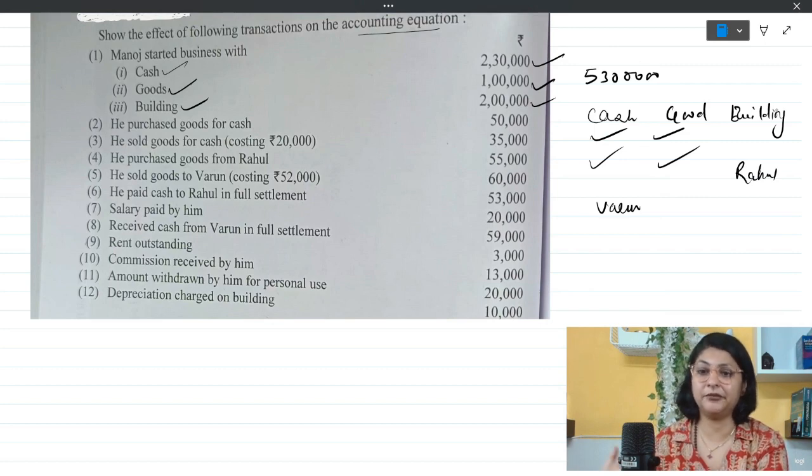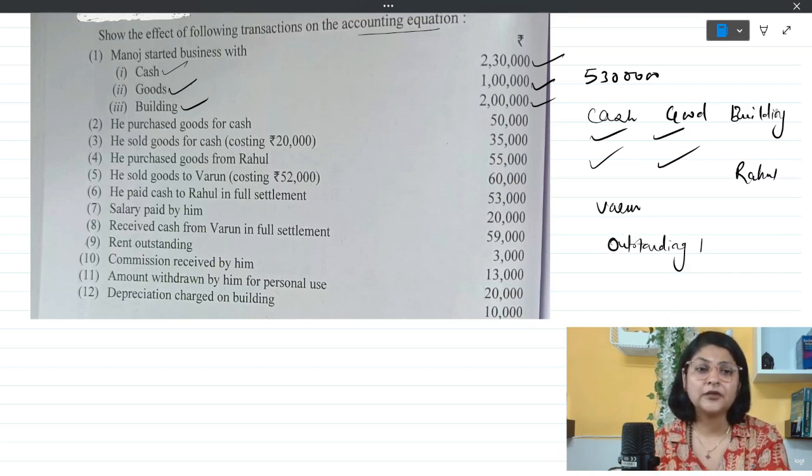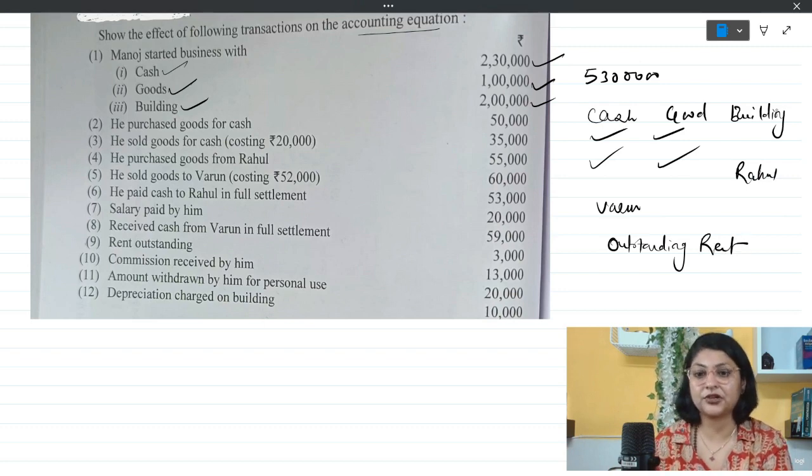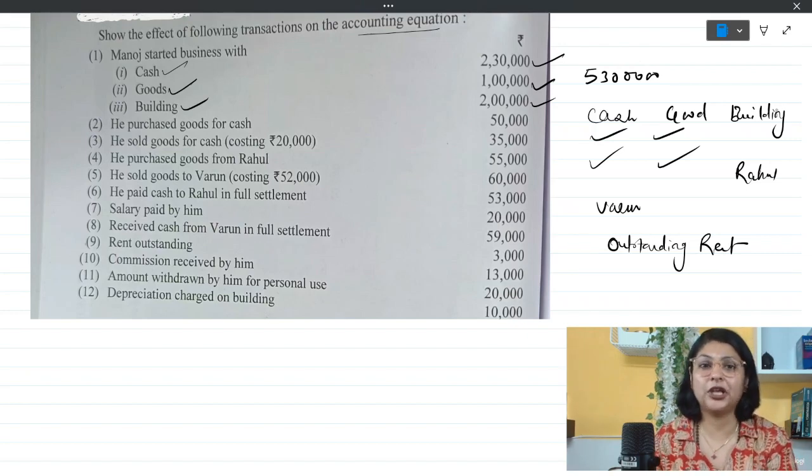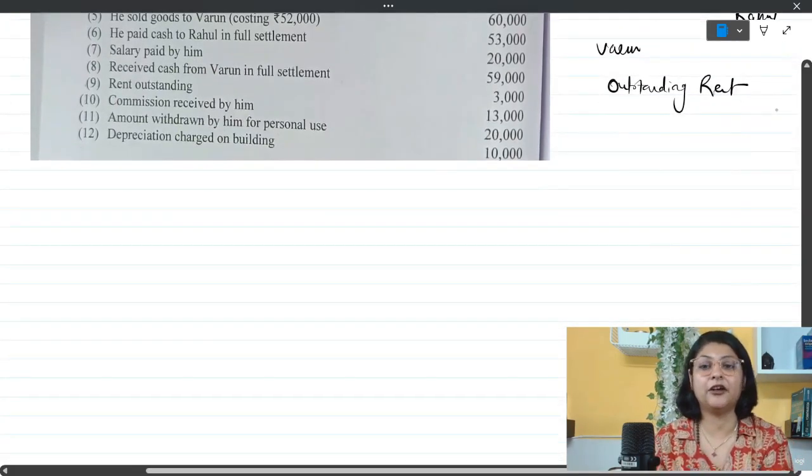Salary paid by him. Salary is not a separate column. Received cash from Varun. Rent outstanding. So outstanding rent is a liability. Then commission received by him, no separate column. Amount withdrawn by him for personal use, no column. Depreciation charged on building, no separate column. So let's see how we are going to incorporate all this in our accounting equation.